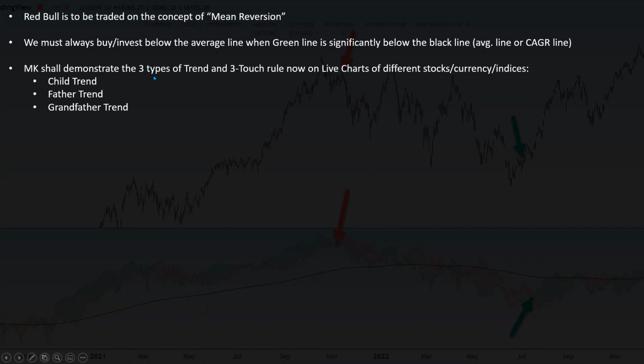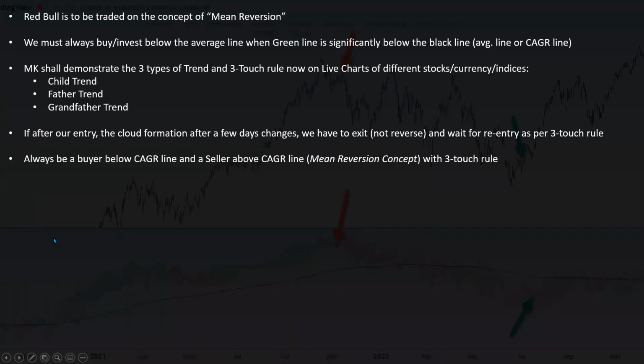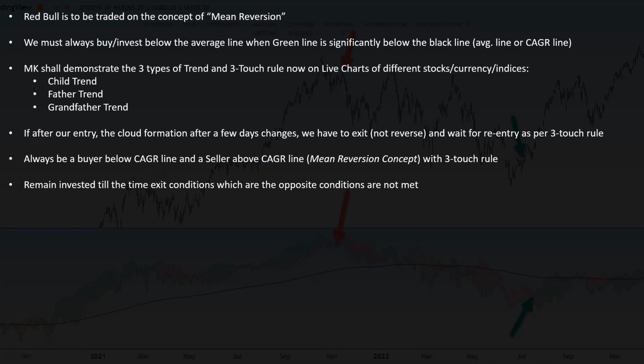I shall demonstrate the three types of trend and the three touch rule live on the charts: child trend, father trend, grandfather trend. I'll show you in one example. If after our entry the cloud formation changes after a few days, we have to exit our position. You don't have to reverse it and wait for re-entry as per the three touch rule. Always be a buyer below the CAGR line and always be a seller above the CAGR line, the mean reversion concept. Remain invested till the exit conditions, which are the opposite of the entry conditions, are met.